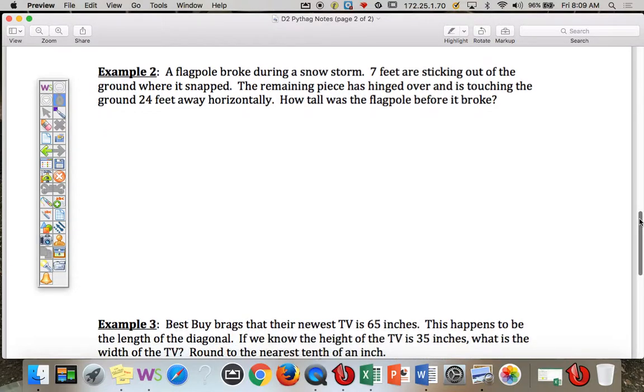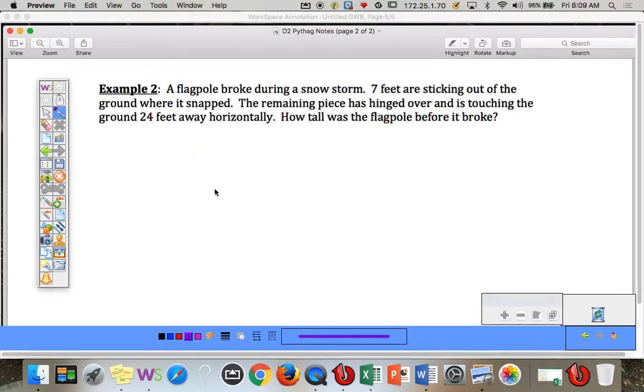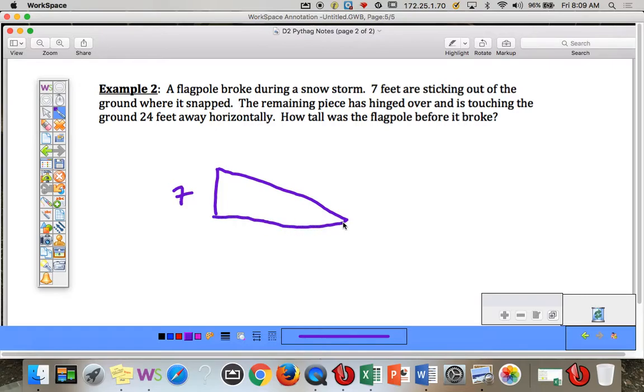Next example. A flagpole broke during a snowstorm. 7 feet are sticking out of the ground where it snapped. The remaining piece has hinged over and is touching the ground 24 feet away horizontally. How tall was the flagpole before it broke? All right, so again, a right triangle right here, we'll do 7 squared plus 24 squared equals x squared.